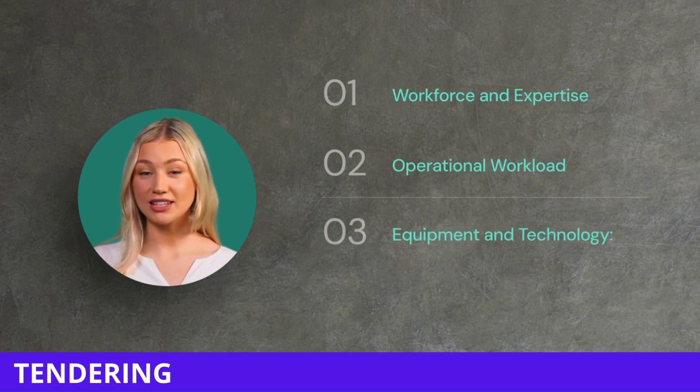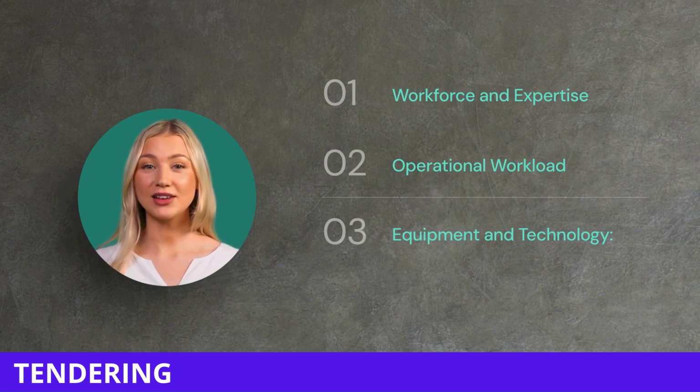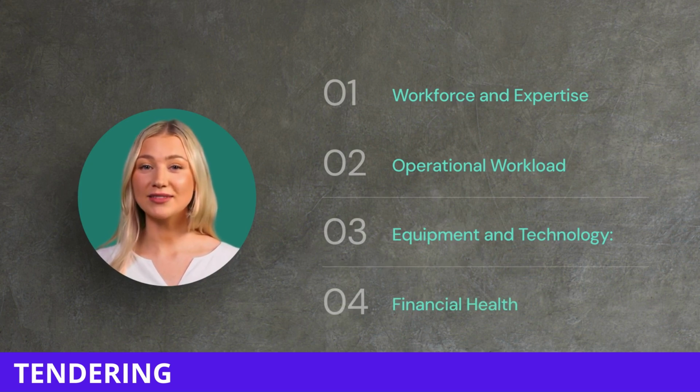Equipment and technology. Also, think about the equipment you have. Is it enough for the scope of the new project? This could be anything from heavy machinery to specialized tools. If the project requires equipment you don't have, renting or buying might be necessary, which adds to the cost. Evaluate these aspects carefully.